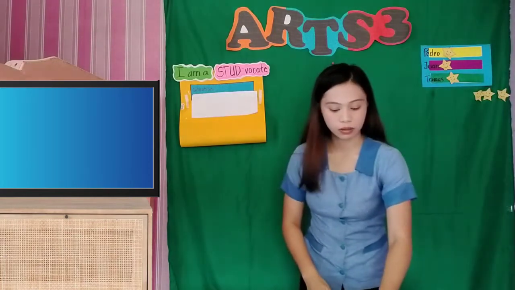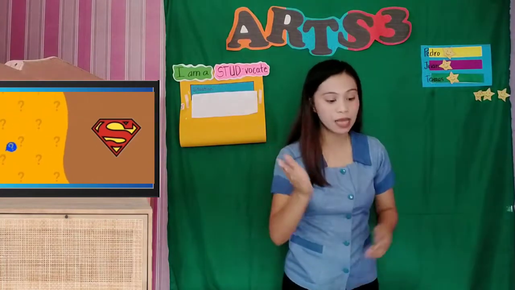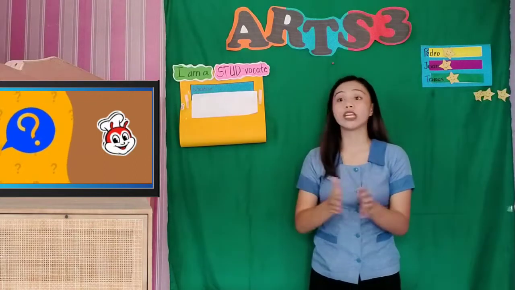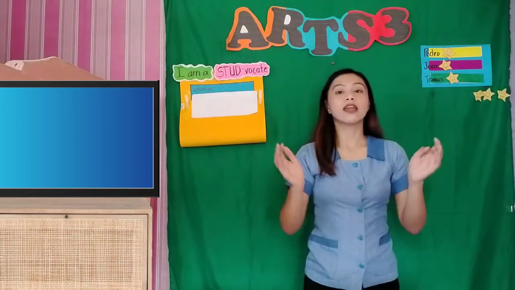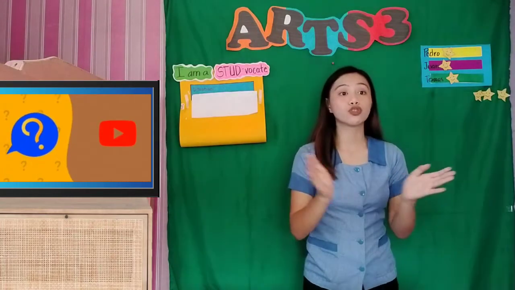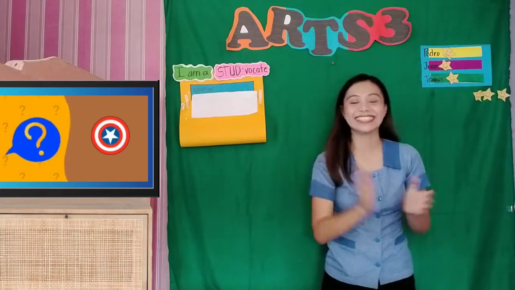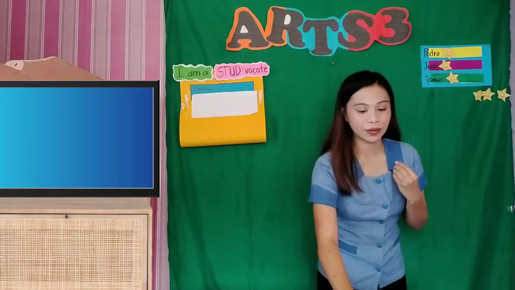Okay, this one. 5, 4, 3, 2, 1. Yes, Thomas. Very good. Superman. Next. 5, 4, 3, 2, 1. Jollibee. Yes, Thomas again. Okay, very good. Next. 5, 4, 3, 2, 1. Yes, Pedro. Very good. Next, last. 5, 4, 3, 2, 1. Yes. Okay, very good. It's the Captain America logo.